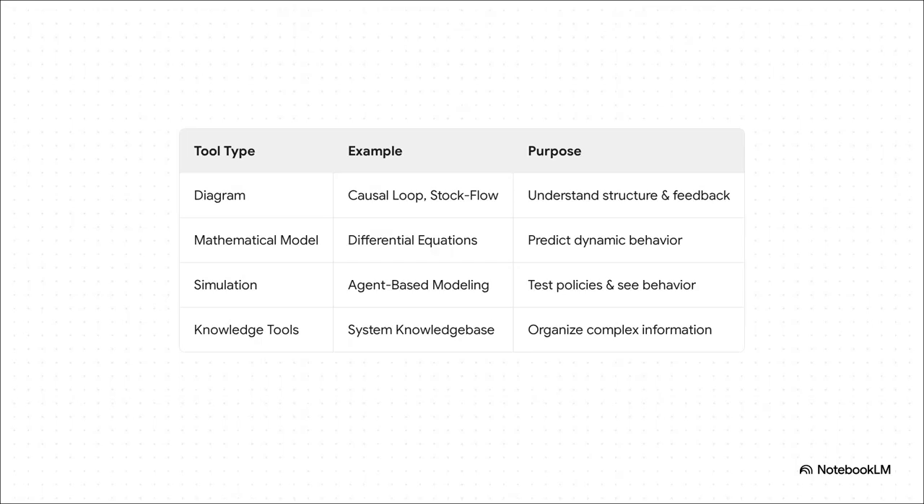And here's just a little peek at that toolkit. We start with diagrams to understand the structure, but from there we can build mathematical models to actually predict how things will behave over time. We can use powerful simulations like agent-based models to test out all kinds of what-if scenarios. And we use knowledge tools just to keep all of this crazy complexity organized.